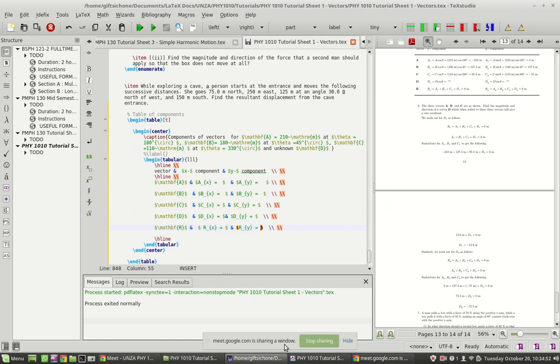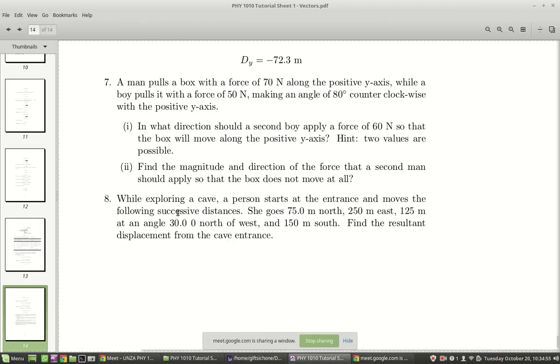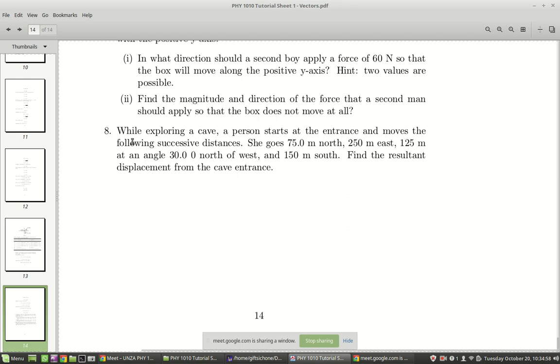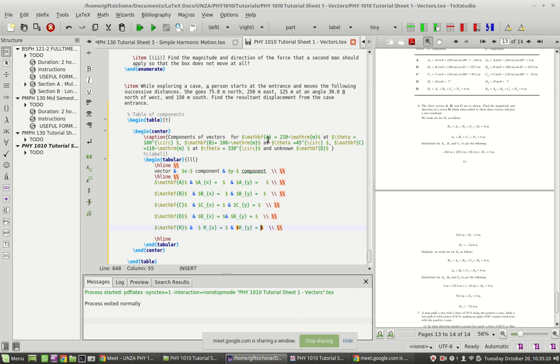So what do we have? The question says, question number 8. While exploring a cave, a person starts at the entrance and moves the following successive distances. She moves 75 meters north. This is the first distance, we'll call that D1. D1 is 75 meters north.